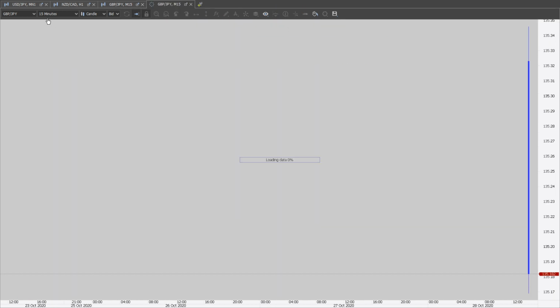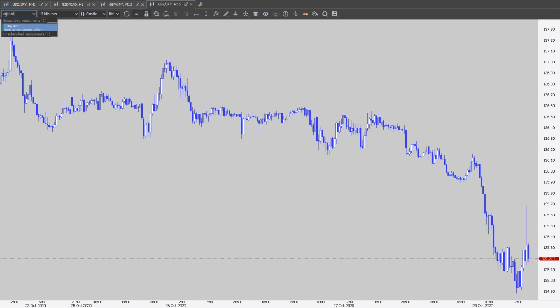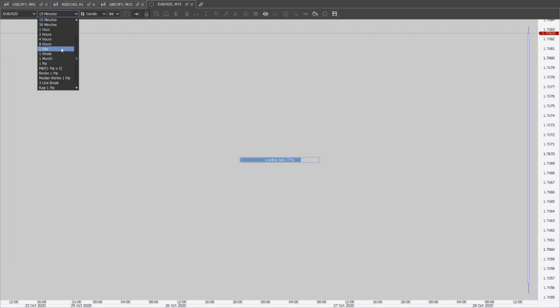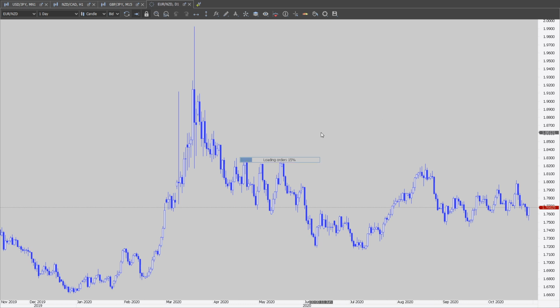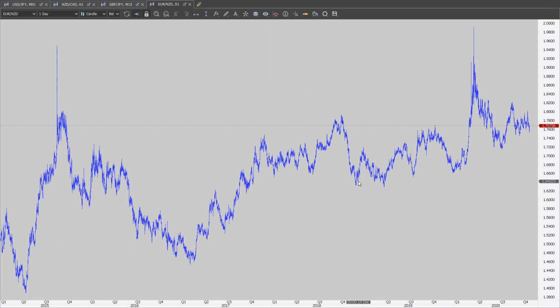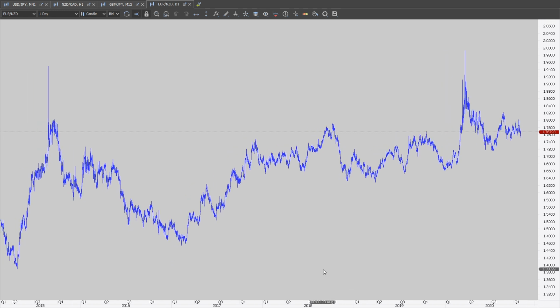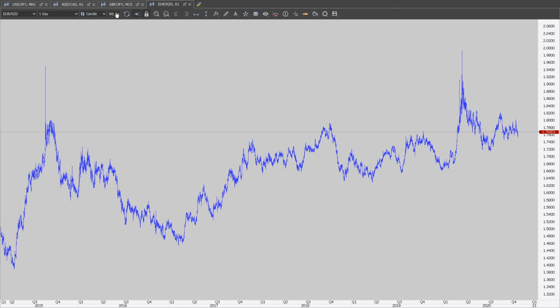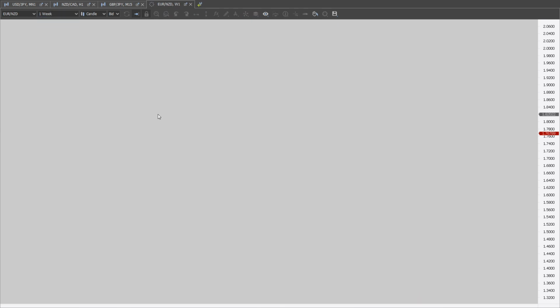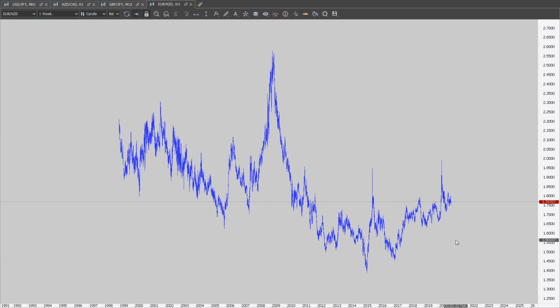I'm going to show an example, everybody. Euro NZD daily chart. Hopefully, let's wait for the market. Okay, so Euro NZD daily chart, or maybe weekly chart. Okay, Euro NZD weekly chart, everybody.